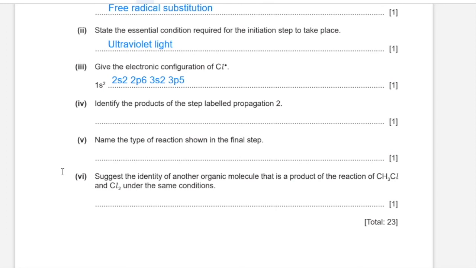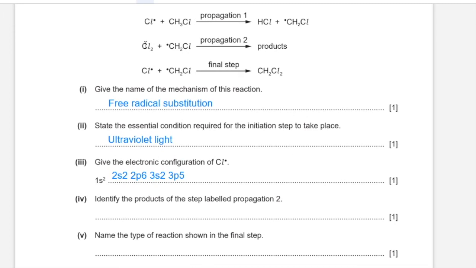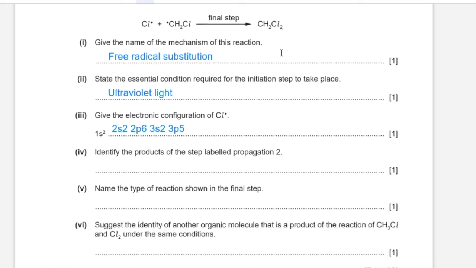4. Identify the products of the step labeled propagation 2. In this reaction, the chlorine molecule forms 2 chlorine radicals, one of which reacts with this radical to form CH2Cl2 or dichloromethane, and the other chlorine radical remains as the second product.